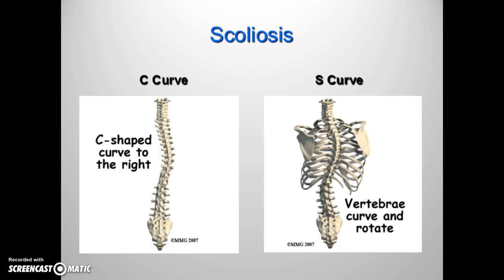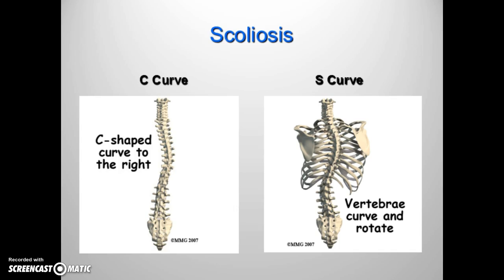There are 2 types of curves. There's a functional curve, which is non-structural and flexible and can be corrected. And there's a structural curve, which is fixed and cannot be corrected with position changes. So I'll discuss this now. A functional curve is non-structural, it is flexible, and it can be corrected with lateral bending of the spine. Usually causes for this are leg length discrepancies, muscle imbalances, or poor posture.